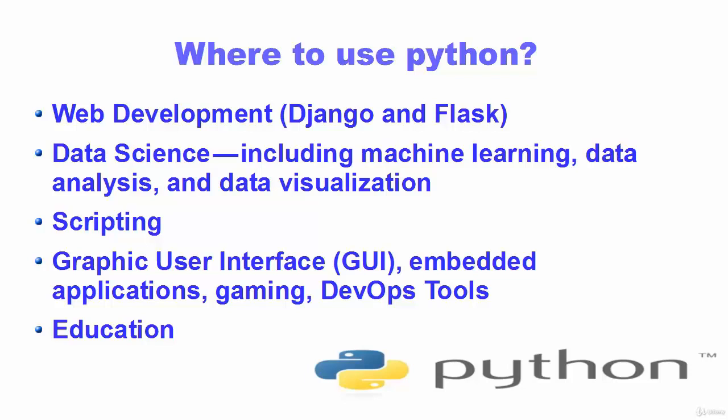Now, as I said, Python is used as a scripting language. That means if you are doing prototyping, it's really efficient to use Python. Python is also used in the development of graphical user interfaces, embedded applications, gaming, and DevOps tools. And at last, as I said, because Python is really easy to learn, it's used for educational purposes as the first programming language for teaching programming.